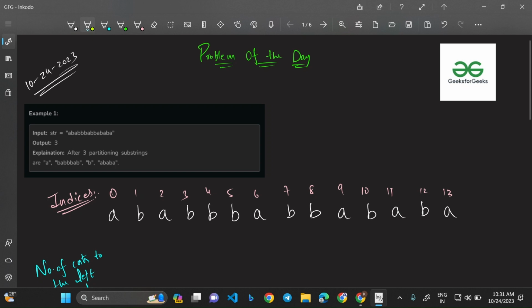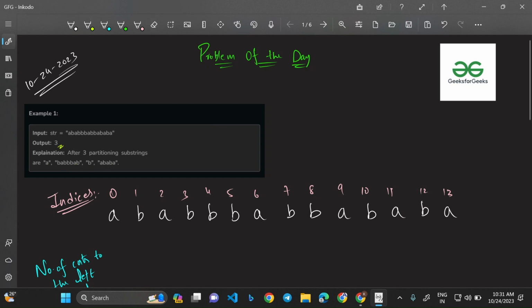This one is more favorable because we are only using 3 cuts and getting all the substrings as palindromes. So what does this actually mean? 2 cuts cannot make this condition valid. With just 2 cuts you cannot get all substrings to be palindromes. That is what we can understand from this.